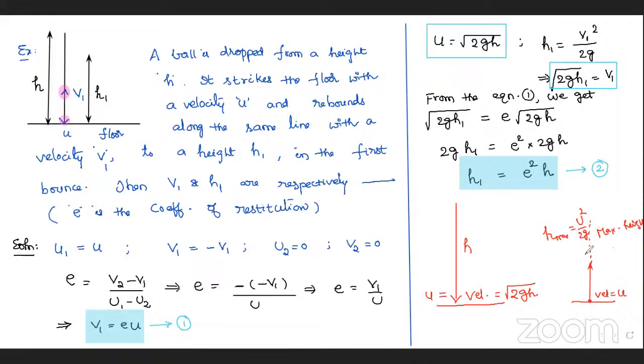This height after bouncing, he gave as h1 in the problem. So h max, h1, is equal to u square by 2g, where the velocity with which it bounces back is given in the problem as v1. So v1 square by 2g. That I took here. Now you understood the right hand side part?